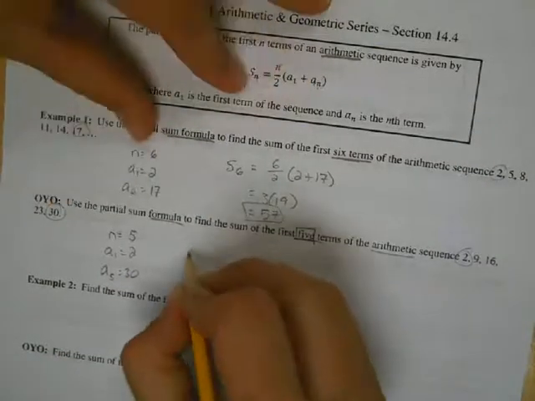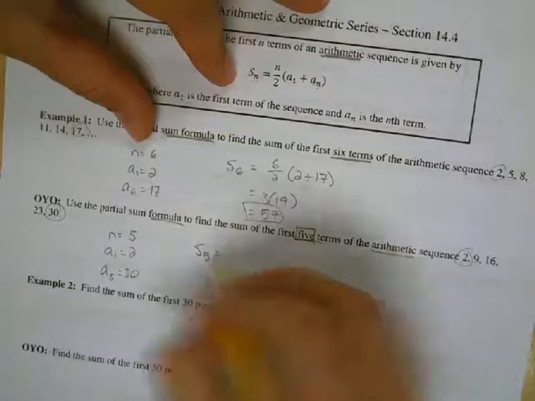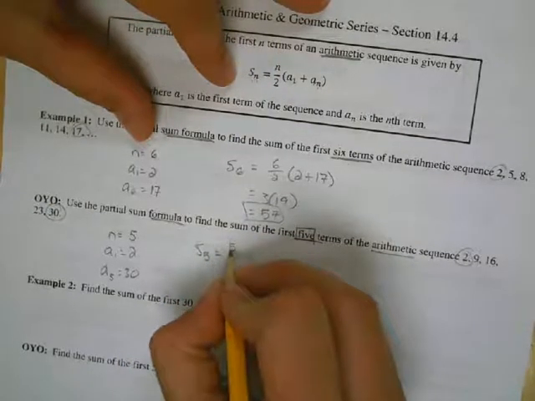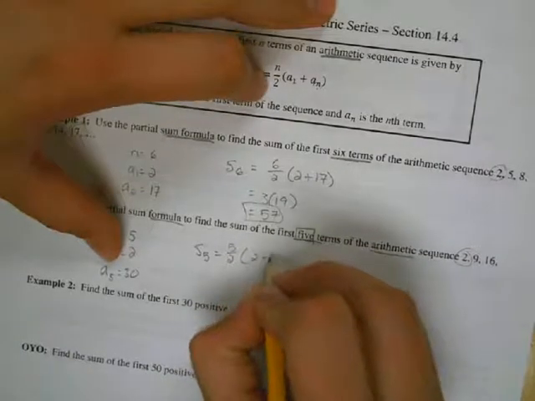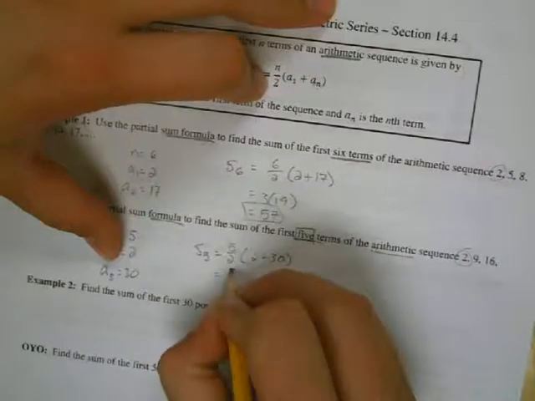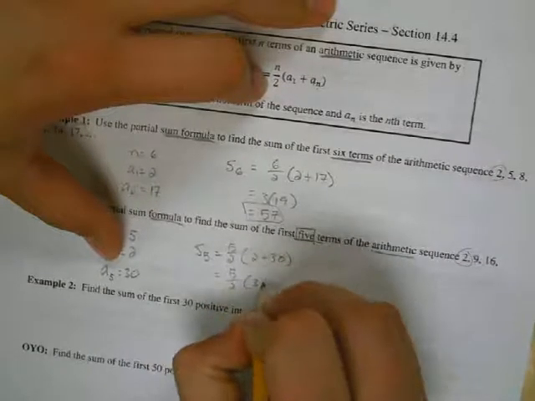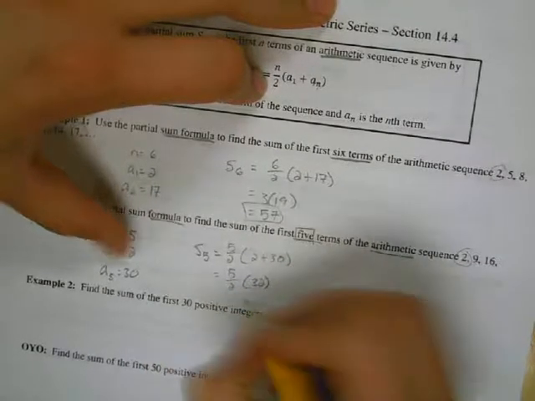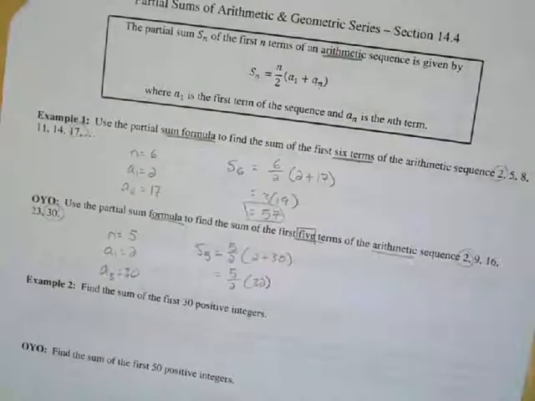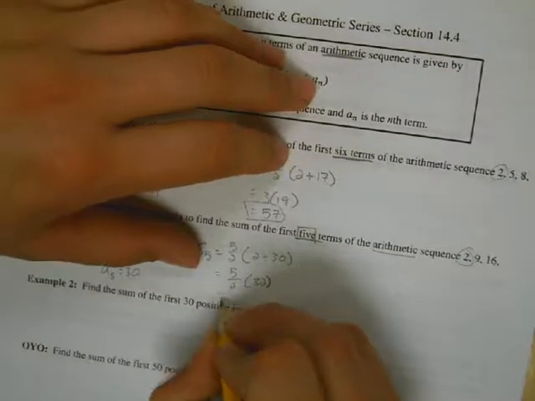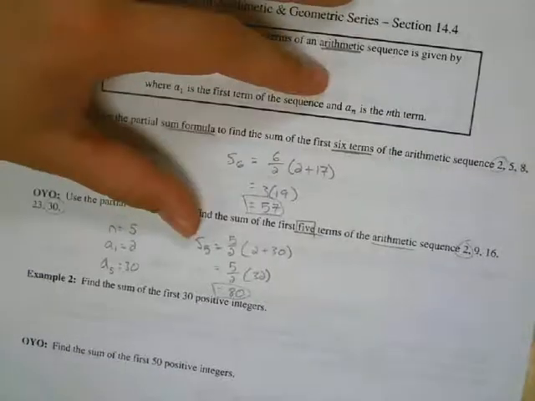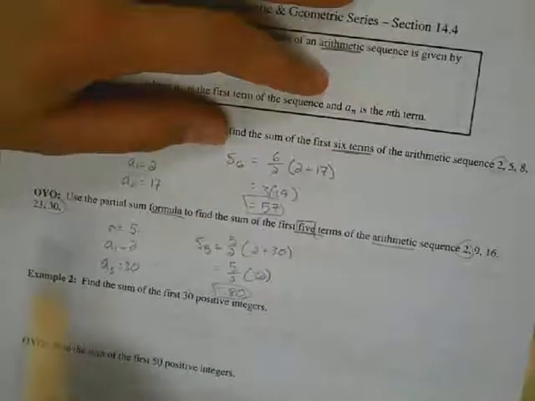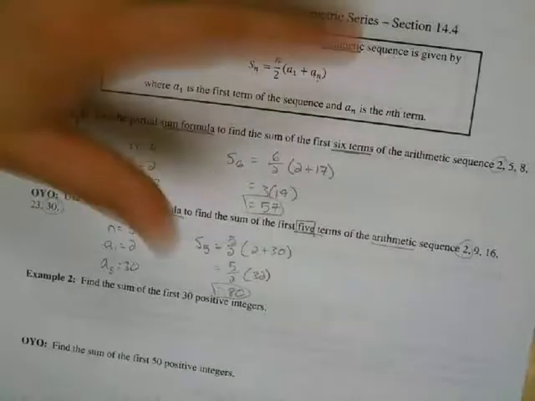Okay, so the sum of the first 5 terms is 5 over 2 times 2 plus 30. So 5 halves times 32, okay, which is just going to reduce down to 16 times 5, which is 80. Okay, so the sum of the first 5 terms of this sequence is 80. Okay, and that's all there really is to those.